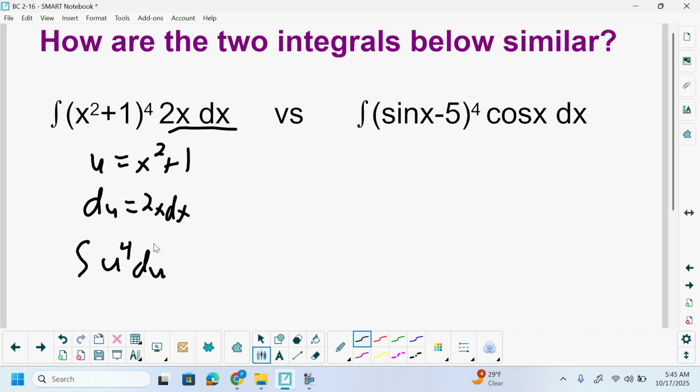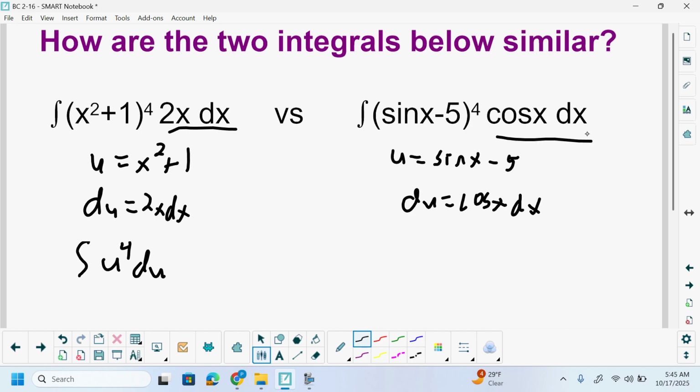Over here, we've got a function inside of a function, so we'd let u equal sine x minus 5, so du would be cos x dx. Notice again we've got a perfect match, so the cos x dx will be your du, and we'll have u to the 4th. So what I want to point out here is that in terms of u substitution, they have the exact same look once you do the u substitution. But the meaning of the integrals is different, even though they're both u to the fourth du, because we've defined different u values. So although we will end up doing the same antiderivative here in the long run, these will end up different because we defined u differently.